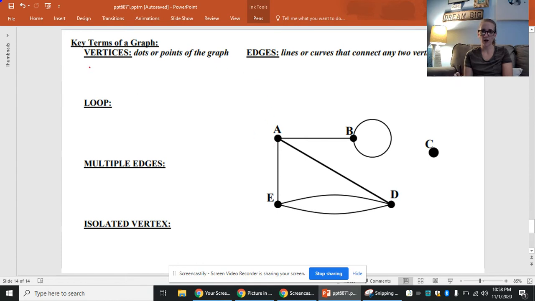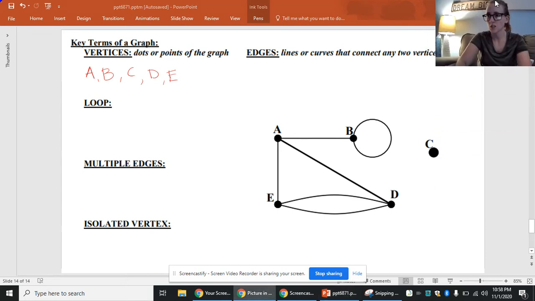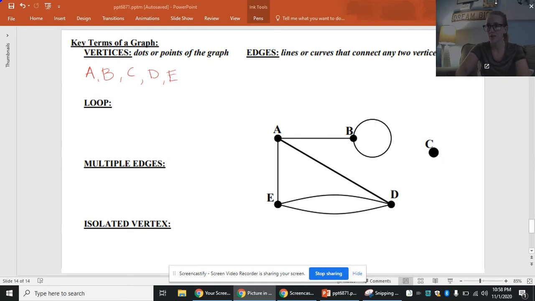So here we have A is a vertice, B, C, D, and E. Those are all vertices. I think that's a pretty simple concept to understand. Edges are lines or curves that connect any two vertices.